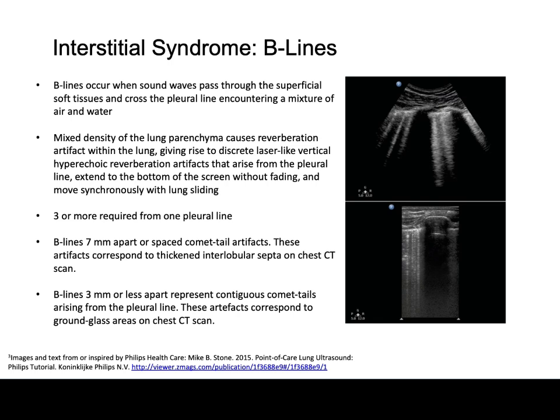B-lines that are roughly 7 millimeters apart, or spaced comet tail artifacts, are artifacts that correspond to thickened interlobular septae on chest CT scan. B-lines that are 3 millimeters or less apart represent contiguous comet tails arising from the pleural line and are artifacts that correspond to ground glass areas on chest CT. You can see still images on the right-hand side of the slide that correspond to B-lines derived from the pleural interface.